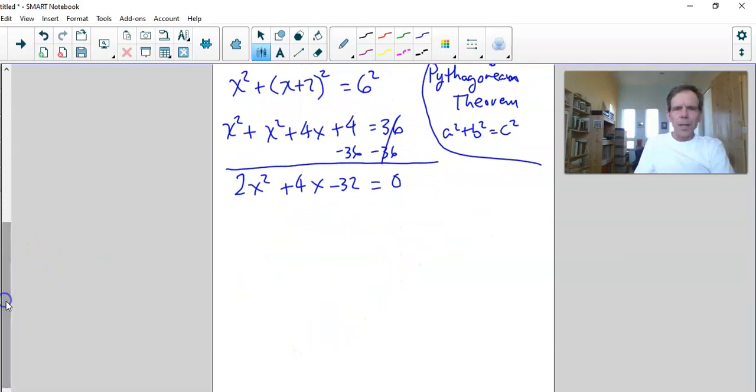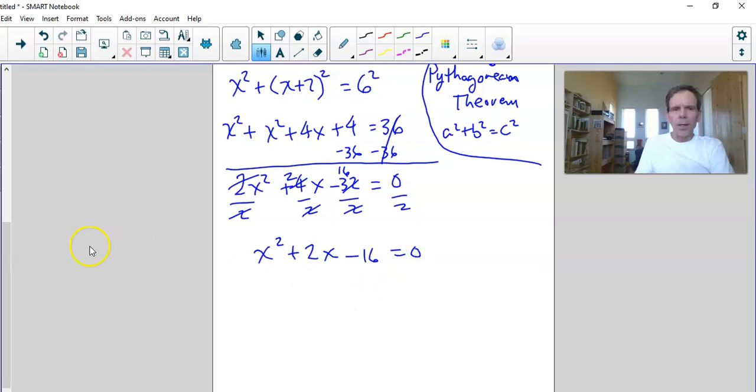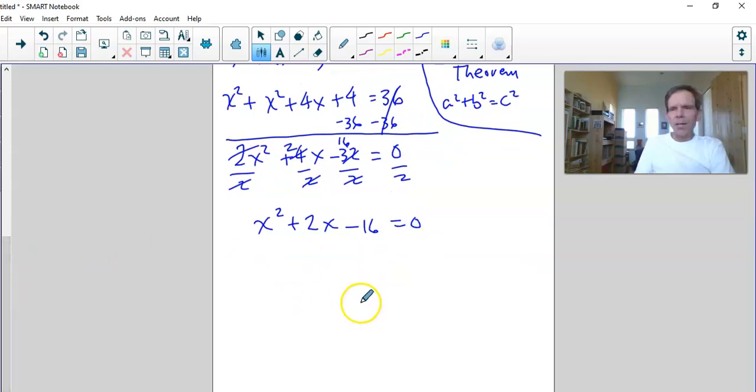All right. I see that there's a common factor of 2 in all the terms. So what if we divide everything by 2? That's like dividing both sides by 2. Then we have a nicer looking quadratic. It looks like x squared plus 2x, because 2 goes into 4 twice, and 2 goes into 32 16 times. So we'll have x squared plus 2x minus 16 equals 0. Now if you think about this, this is not factorable over the integers. There's no two numbers that add to 2 and multiply to be negative 16.